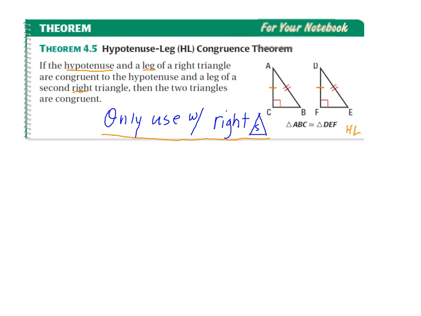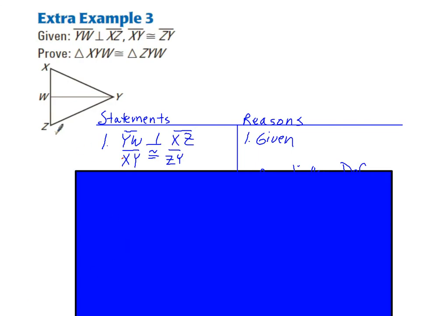So as an example, we're going to take you through a proof. Alright, so in this proof we have a pair of triangles that are drawn back to back. They tell us that YW, this line, is perpendicular to this baseline XZ, and side XY is congruent to ZY.